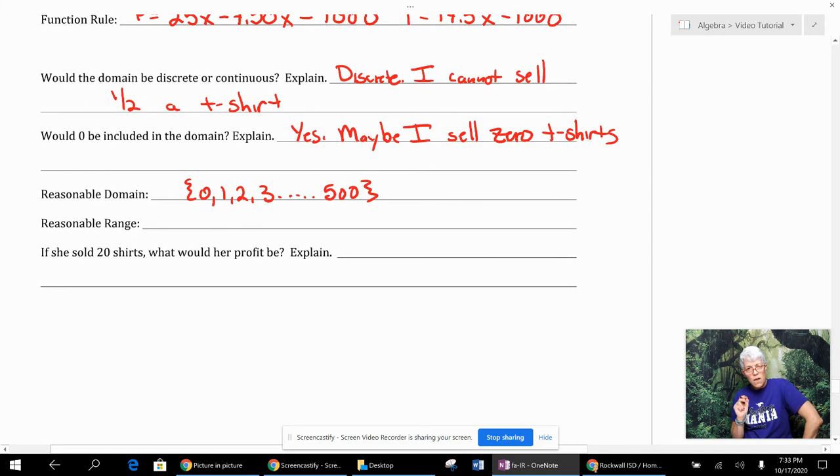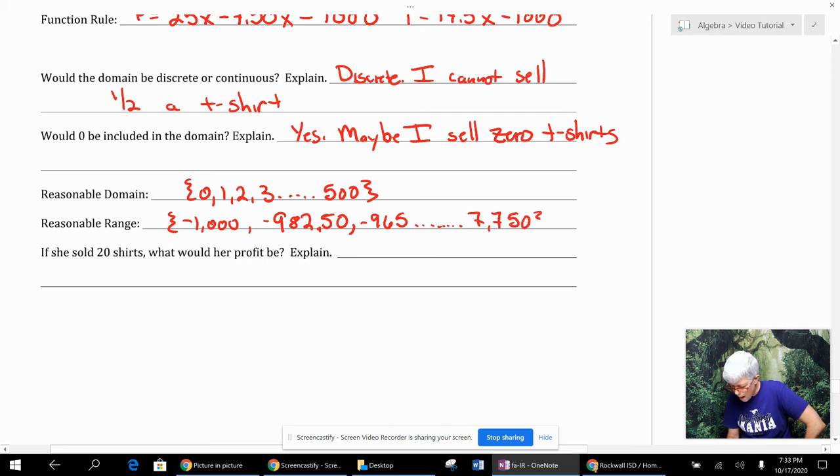Now here's the deal. If I sell 0 t-shirts, I'm at negative $1,000 because I bought that stupid machine. Nobody wants my t-shirts. But I sell one t-shirt. So now I'm at negative $982.50. But I sell another t-shirt. So now I'm at negative $965. But you know what? Here's the deal. If I sell all of these t-shirts, I will be at $7,750. Wow. Maybe you should go into the t-shirt business. You don't need a college education to do that.